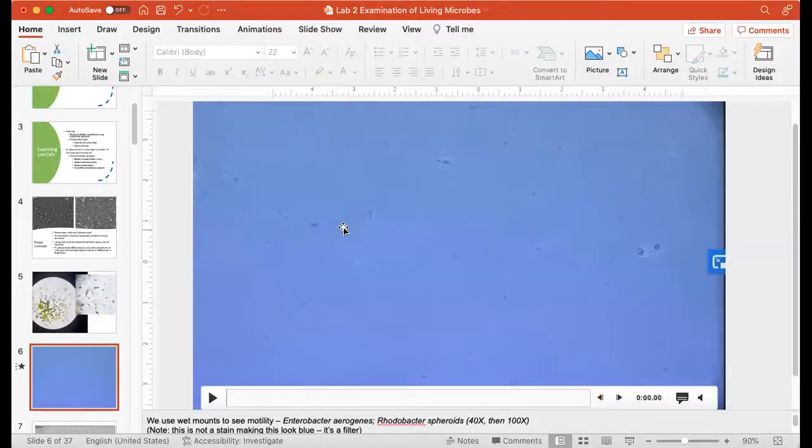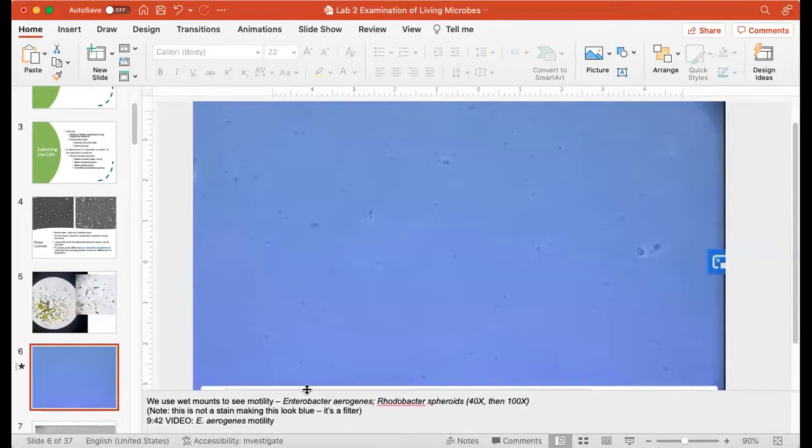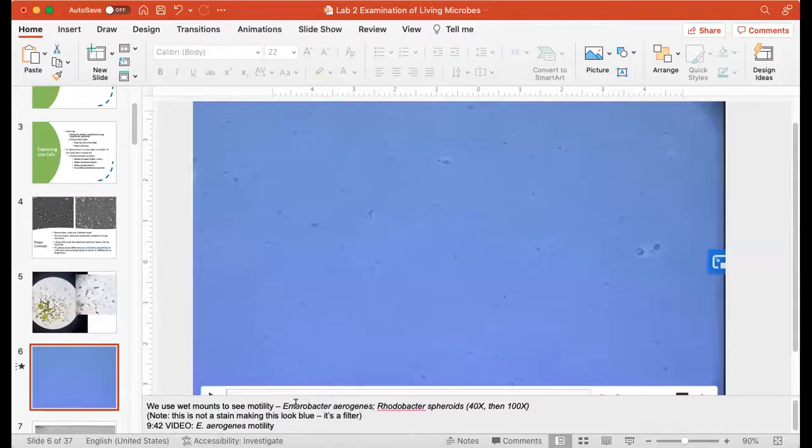Let's put this in motion. There are actually two kinds of organisms in here. One of them is called Enterobacter, and one is called Rhodobacter. If you look down at the bottom here in the notes section, you can see I've written out the whole name of these two organisms. Not that it's important for you to learn these or anything. I just want to introduce you to some of the things we sometimes find in water. Enterobacter aerogenes, that's one. And Rhodobacter sphaeroides, that's the other one.